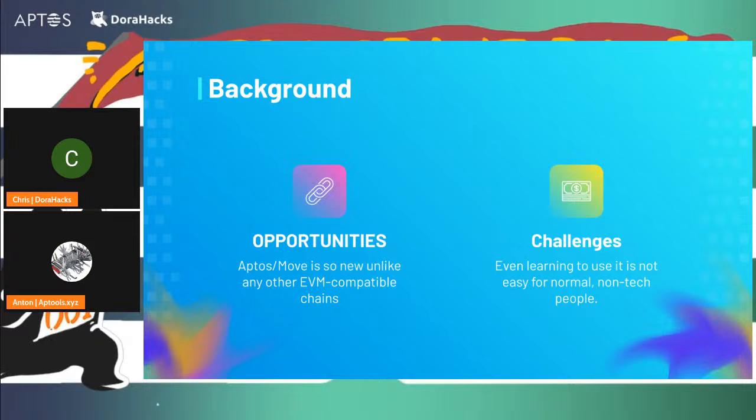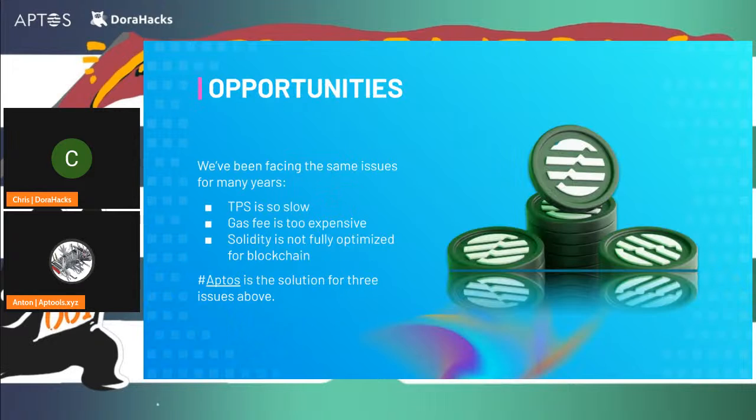So we saw opportunities and challenges here. The opportunity is that we know EVM has been there for a long time, but we've been facing these issues for many years. EVM is complicated enough, and we are facing those issues: TPS is low, gas fee is very expensive when the blockchain is very crowded and busy, and Solidity is not fully optimized for blockchain. And we think Aptos is the solution for the 3 issues above. So this is the opportunity we saw, and we believe Aptos can solve those issues.